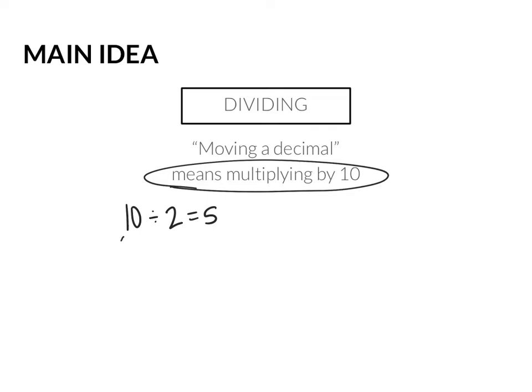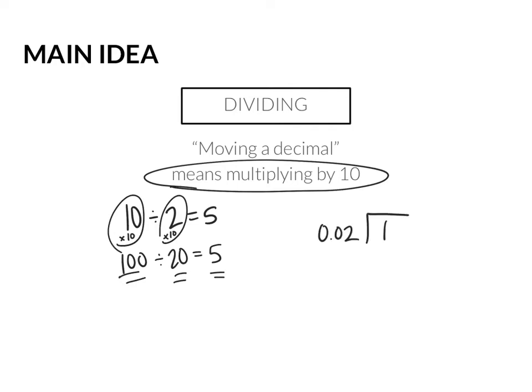You could also multiply by 10, and it's still going to give me 5 because 10 times 10 is 100, and 100 divided by 2 times 10, which is 20, is still 5. If I'm multiplying the dividend and the divisor by 10, it's going to give me that same answer. So what does this mean in terms of decimals?